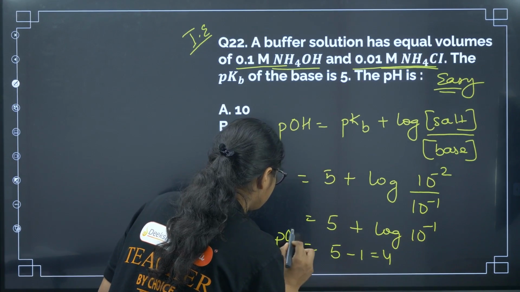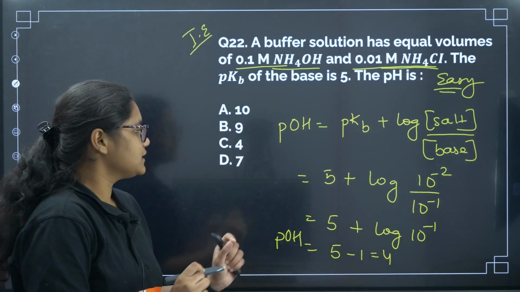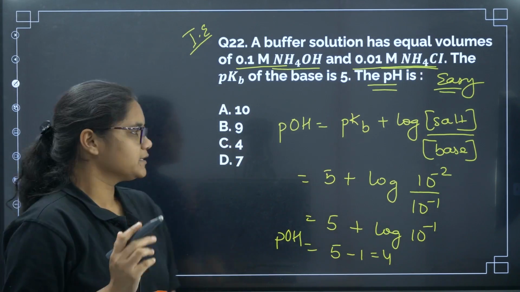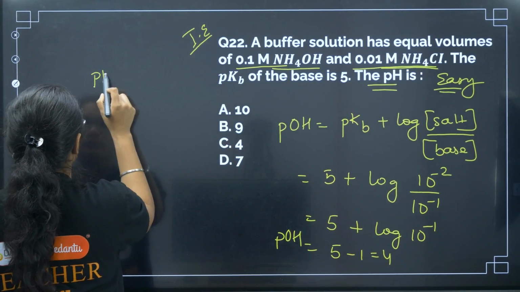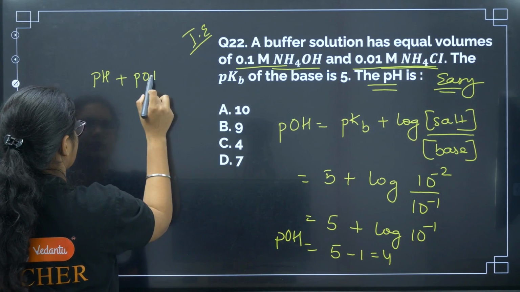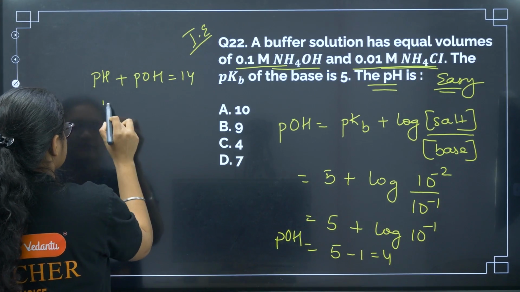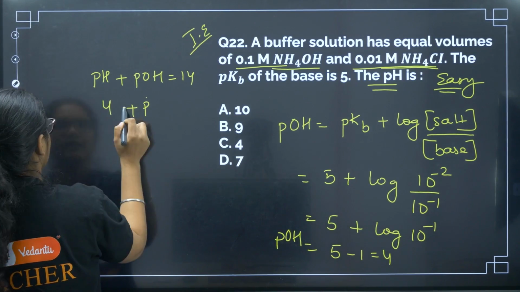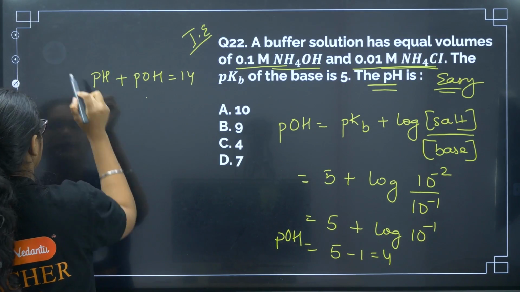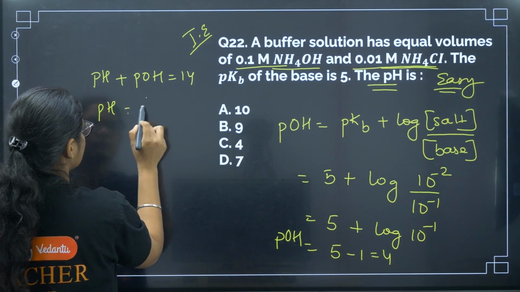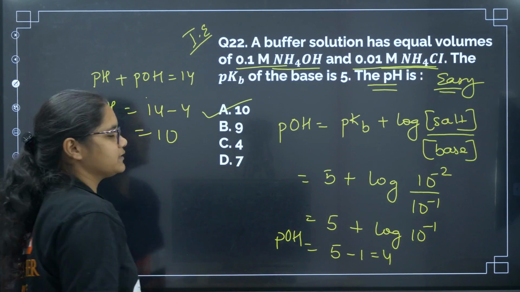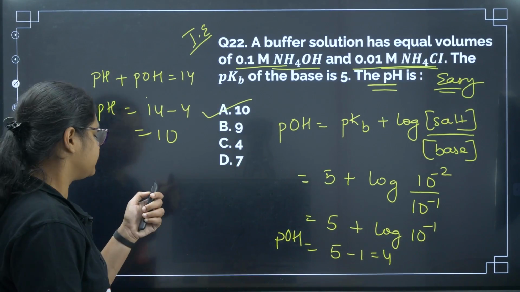But this is equal to pOH, right? The question has asked you to calculate the pH. So what is the relation between pH and pOH? pH plus pOH is equal to 14. So if pOH is equal to 4, then pH will be equal to 14 minus 4, that is equal to 10. So the correct answer for this question will be option number A.